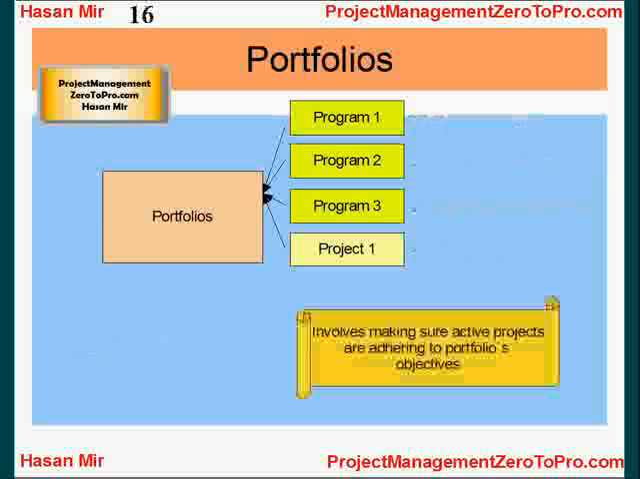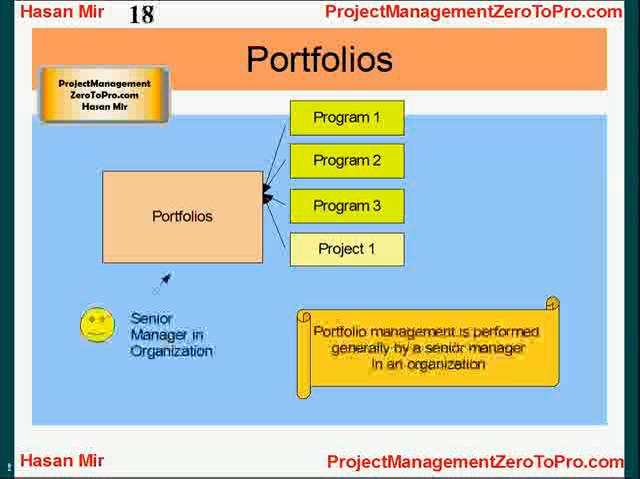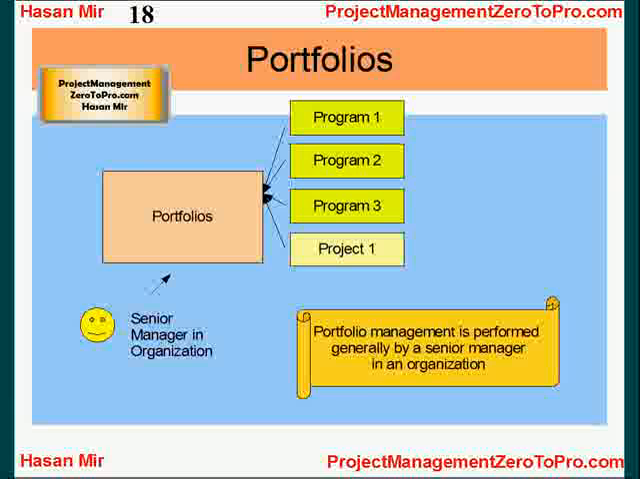Portfolio management involves making sure that active projects are adhering to the portfolio's objective, and also assuring the efficient use of resources. Whoever is managing the portfolio can make sure all the resources have been assigned properly to all the programs and projects, and they could be shuffled around as well. So who manages the portfolio? Portfolio management is usually performed by a senior manager in an organization. Who manages the project? Project manager. Who manages the program? Usually a program manager. Who manages the portfolio? A senior manager in a company.